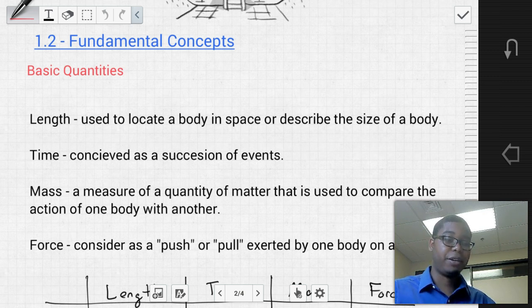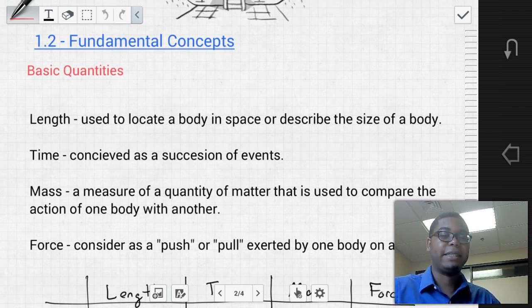So if we were to take a number of measurements, we can measure the length, the width, and the height of an object, and we could describe it in terms of length, in terms of area, or in terms of volume. So these quantities build upon the individual lengths that are measured. Another basic quantity is time.